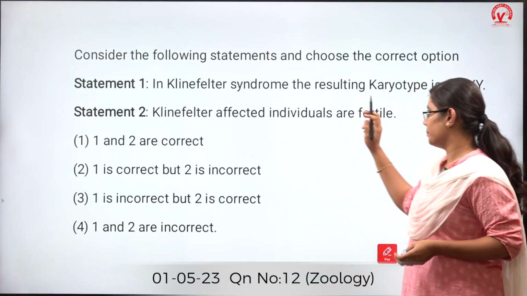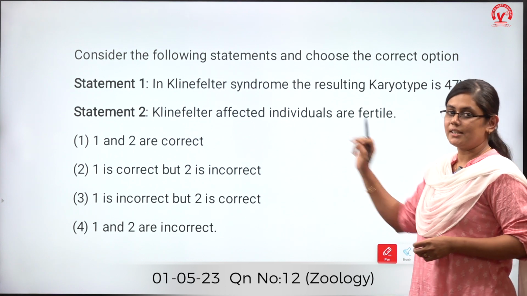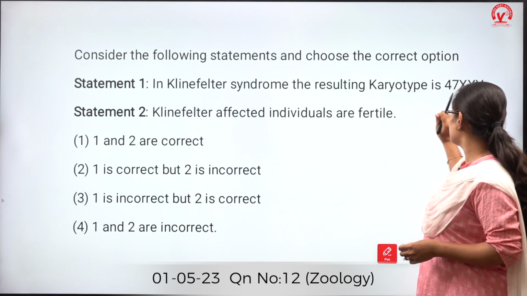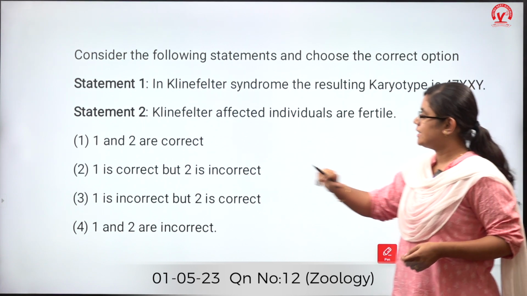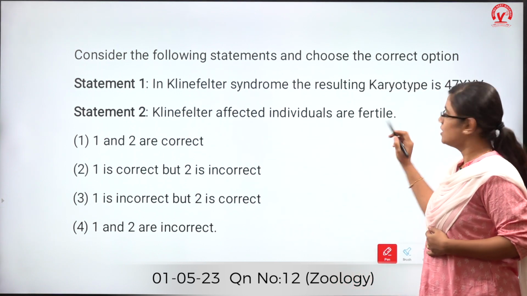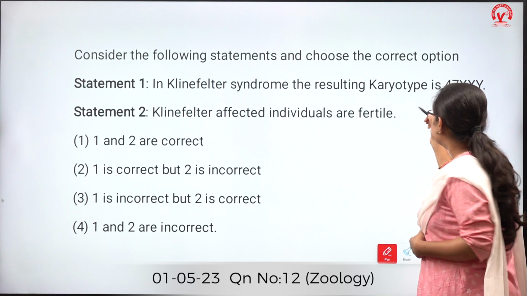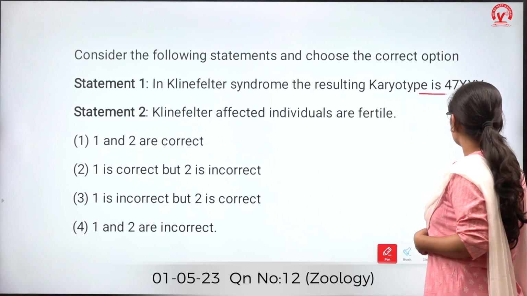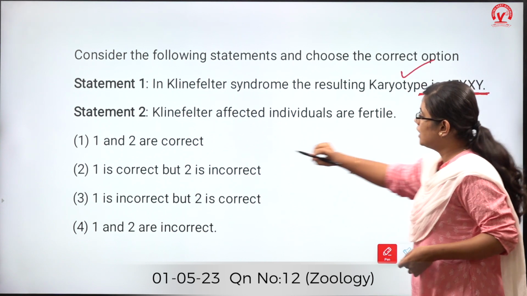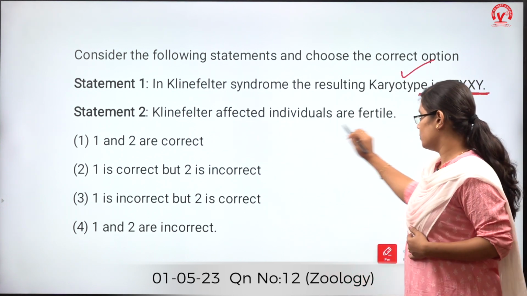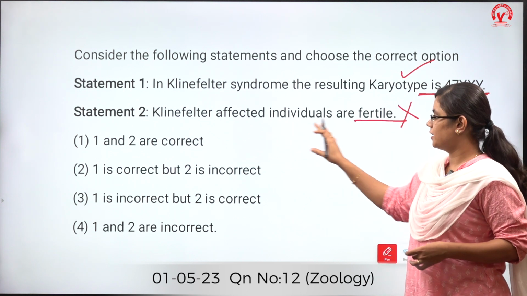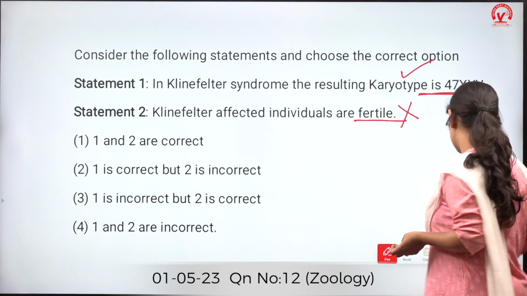Consider the following statements and choose the correct option. Statement 1. In Klinefelter syndrome, the resulting karyotype is 47XXY. Statement 2. Klinefelter affected individuals are fertile. So here the key points will be, in Klinefelter syndrome, the resulting karyotype is 47XXY, and this statement is correct. In statement 2, the Klinefelter affected individuals are fertile. So this statement is wrong because the Klinefelter affected individuals are infertile. So I will explain it.